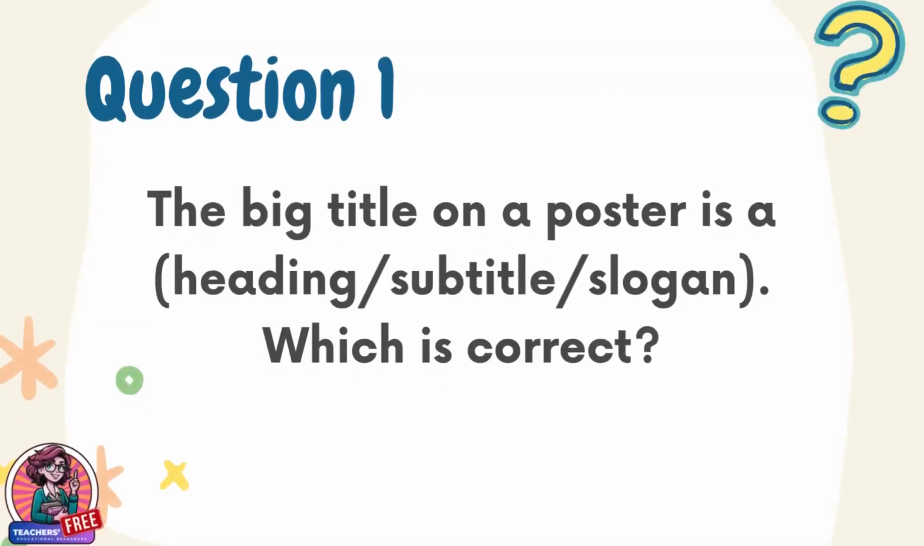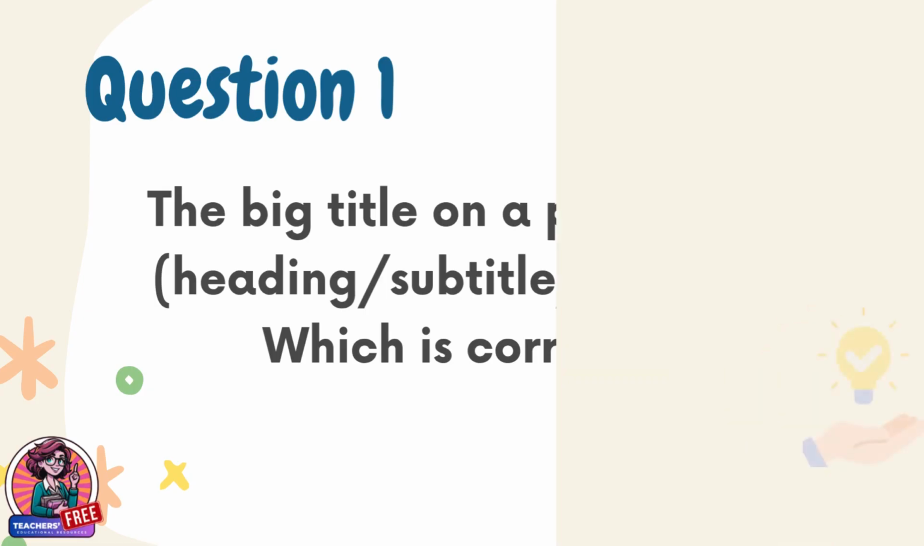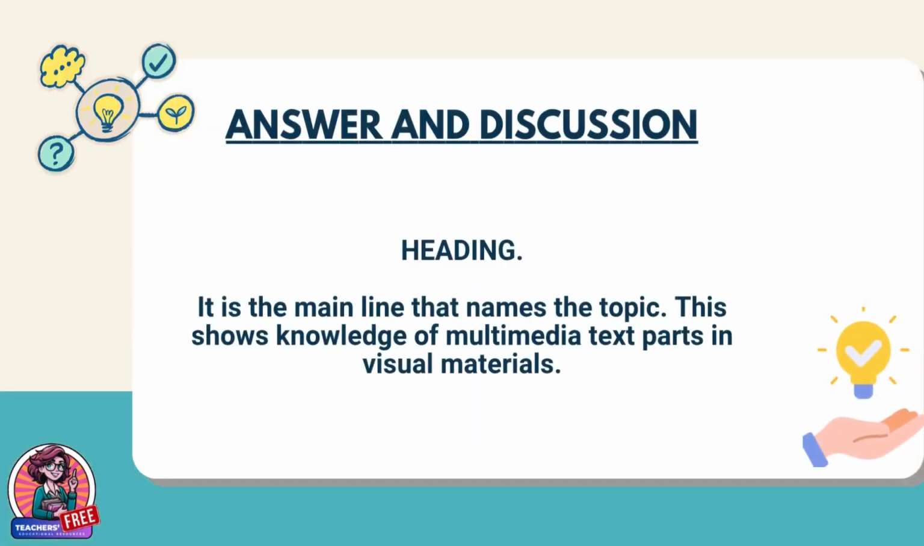Question 1. The big title on a poster is a heading, subtitle, slogan. Which is correct? Answer: heading. It is the main line that names the topic. This shows knowledge of multimedia text parts in visual materials.